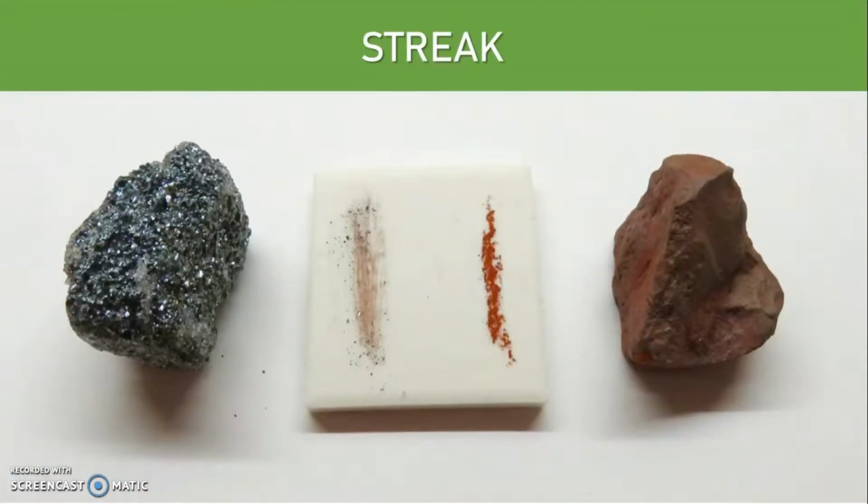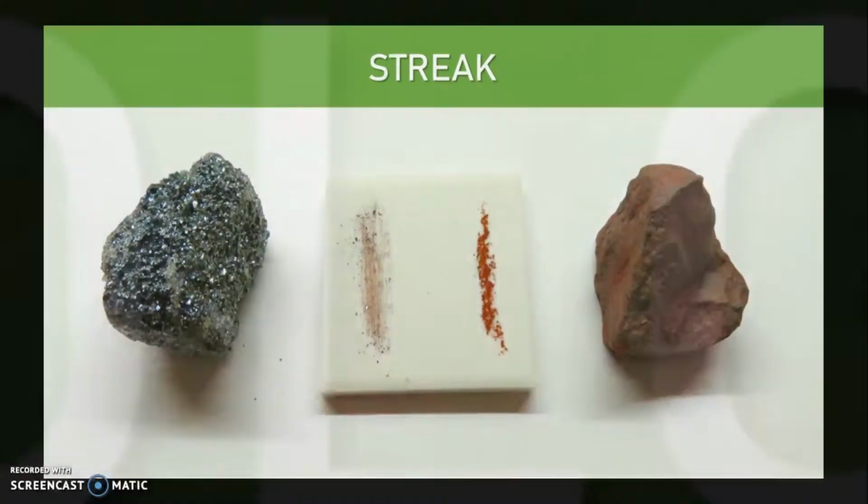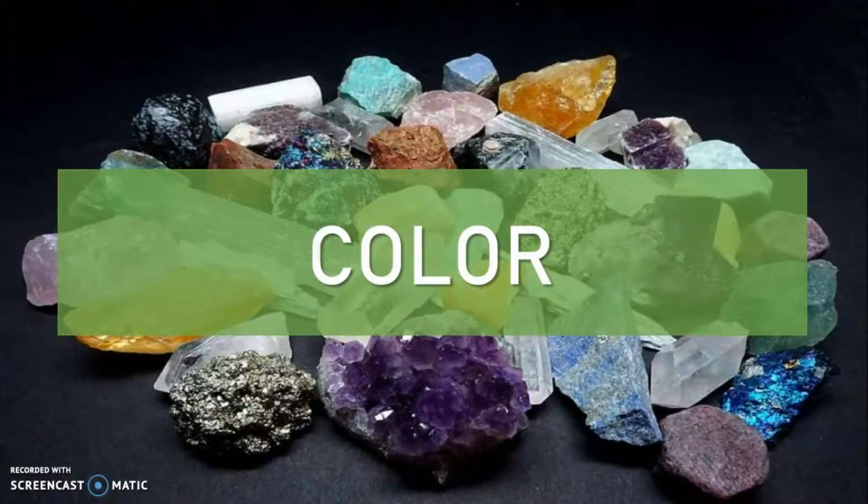The difference with streak compared to color is that color is actually not so reliable because it can be altered by chemical impurities within its structure. And although color is the most obvious, it's not reliable because of that. It's actually much better to rely on streak since its powdered form isn't necessarily altered by the chemical impurities within its structure.